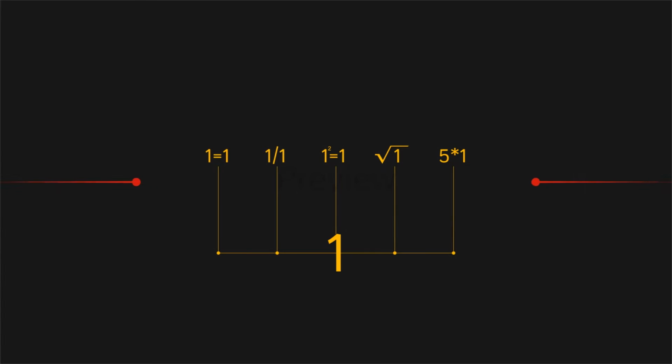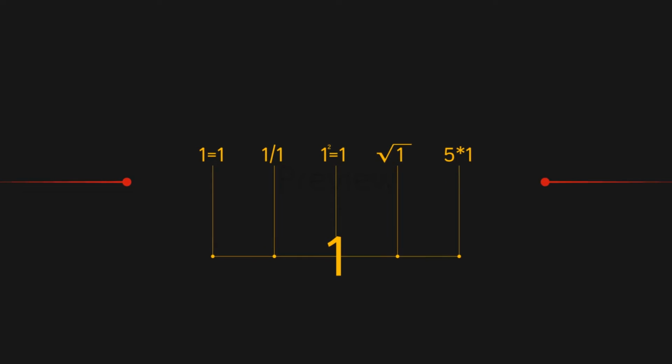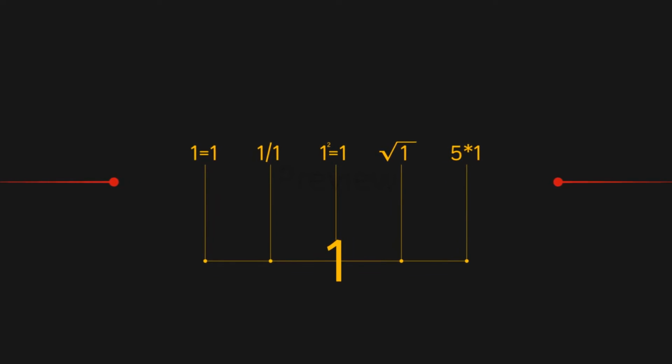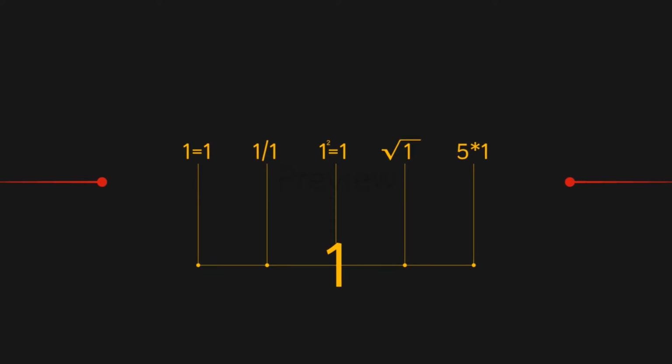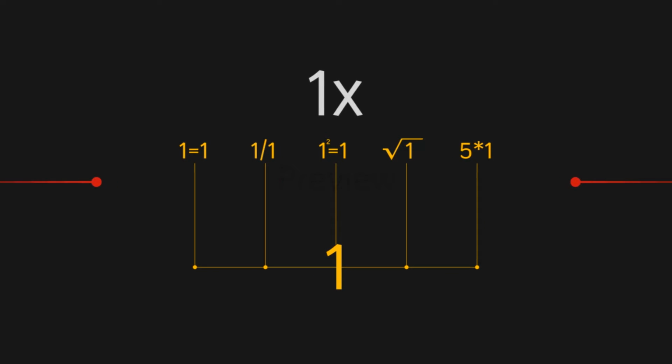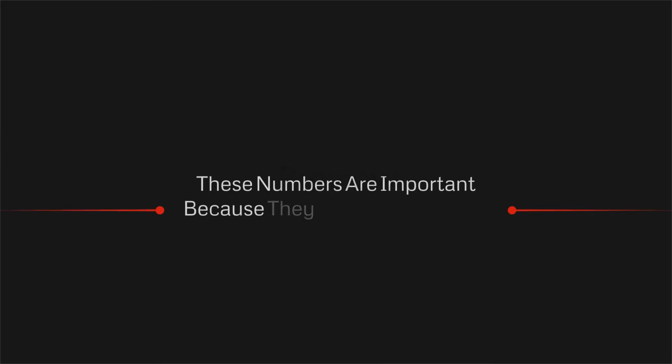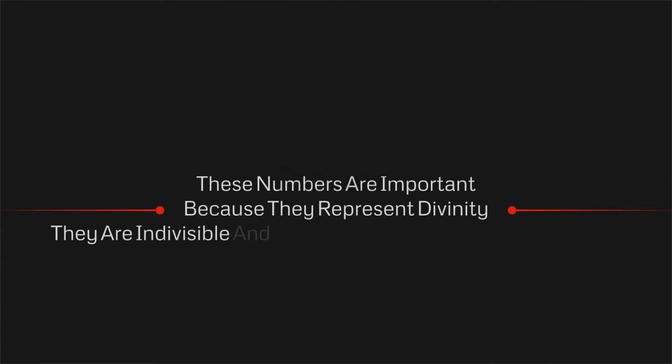On the other hand, we have the number 1. 1 times 1 equals 1. 1 divided by 1 is 1. 1 squared yields 1. The square root of 1 is 1, and any number multiplied by 1 yields that same number. These numbers are important because they represent divinity. They are indivisible and impose their essence into the others.